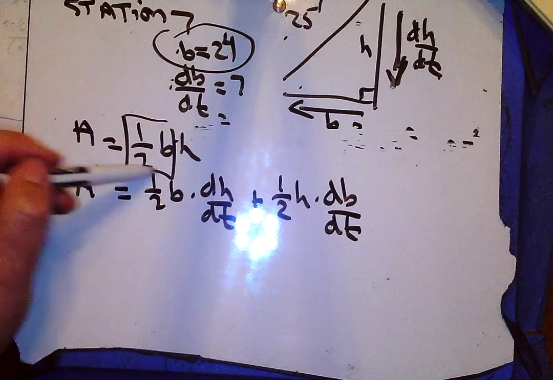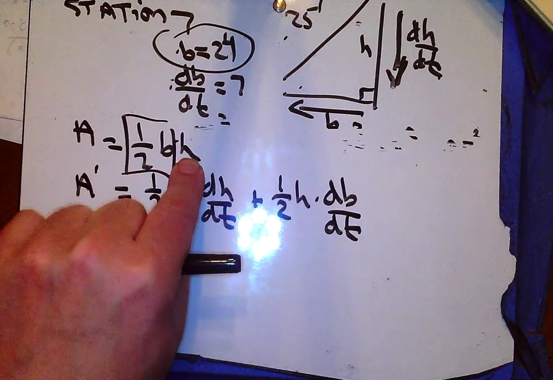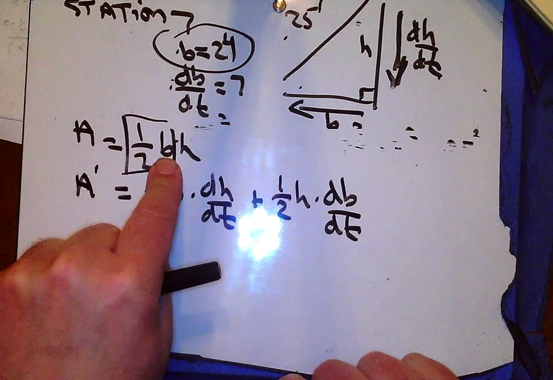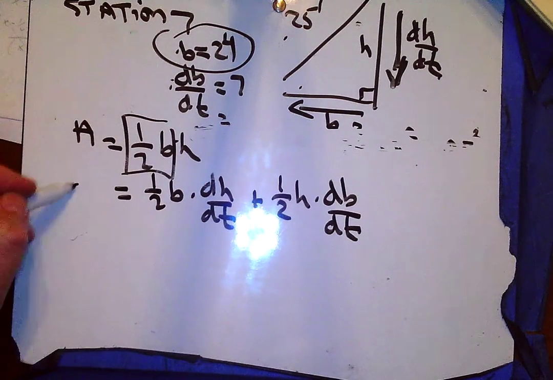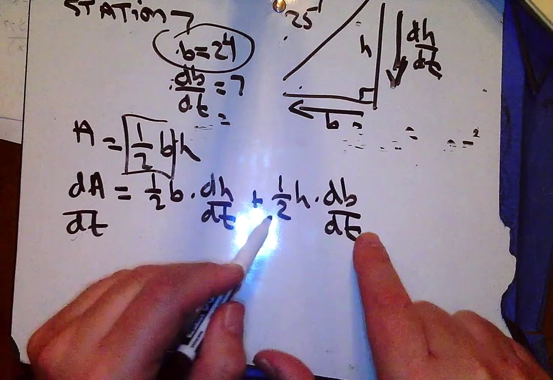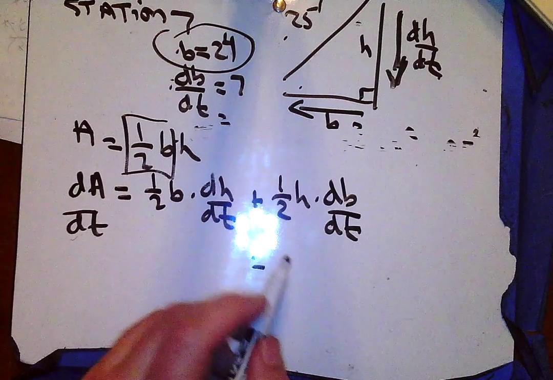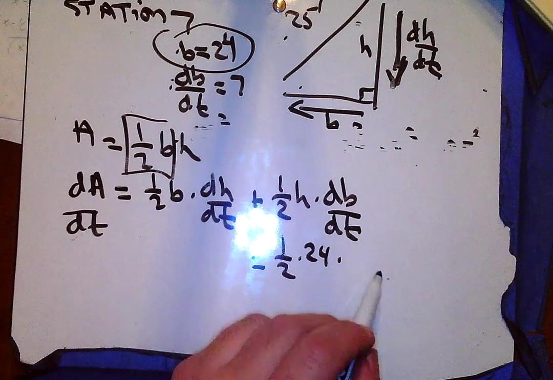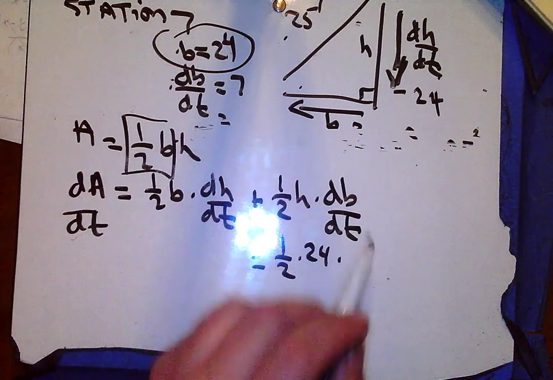And I glued these two together for the purposes of my product rule. This times the derivative of that with respect to time plus that times the derivative of this with respect to time. And I am looking for dA/dt. Well, I conveniently know all these values from the last problem, so this is going to be 1/2 times 24 times, what did we have here? We had negative 24? No, yes, we had negative 24.